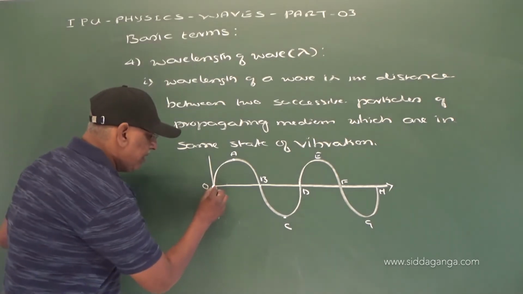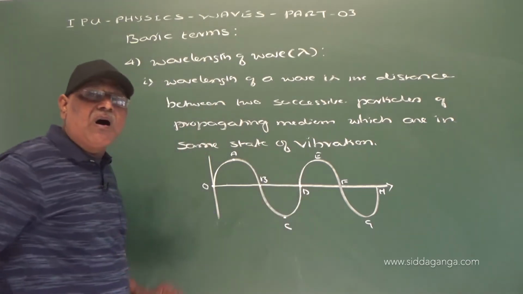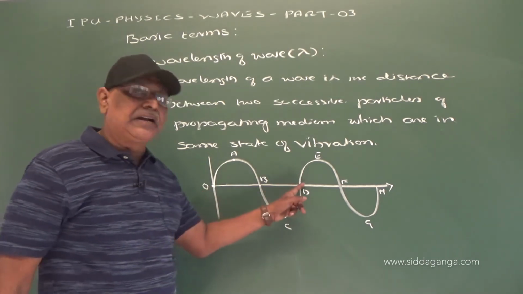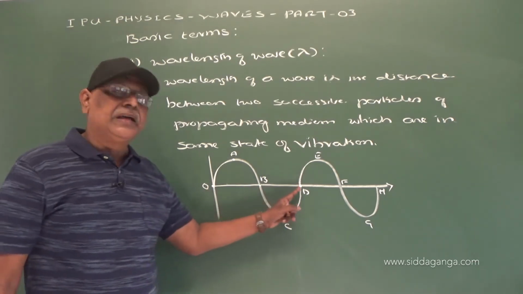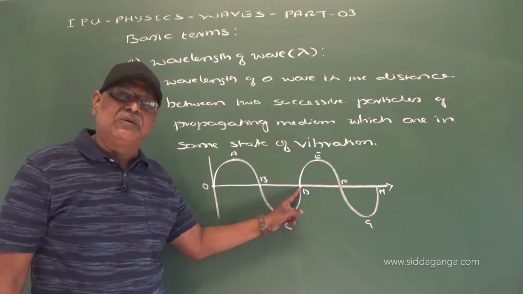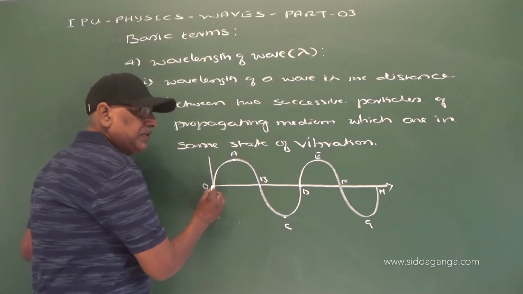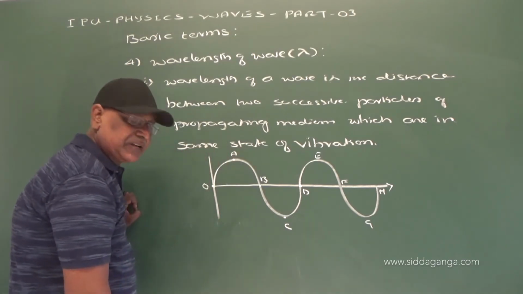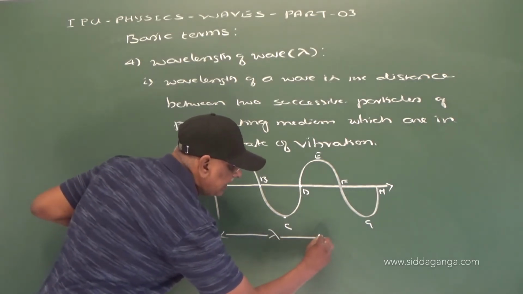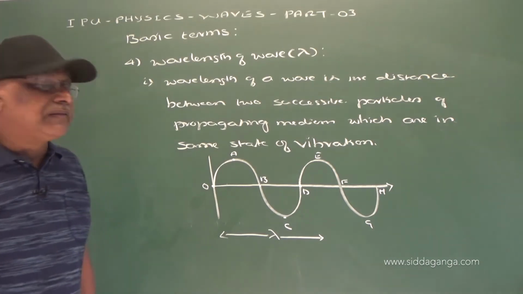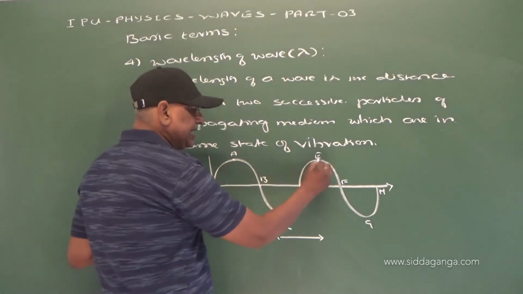Now we see the particle at O and the particle at D are in the same state of vibration, right? They are in the mean position, displacement y is equal to 0, and the next moment they start moving in the positive direction. So the distance between O and D is called the wavelength of the wave. Again, we take the particles A and E.